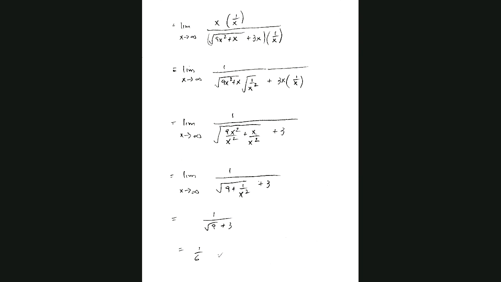So I'm going to multiply by 1 over x on the numerator and the denominator. And of course, in the denominator, the 1 over x has to be distributed to both the square root term and the 3x term. But when I distribute 1 over x to the square root term, I'm going to write 1 over x as the square root of 1 over x squared.